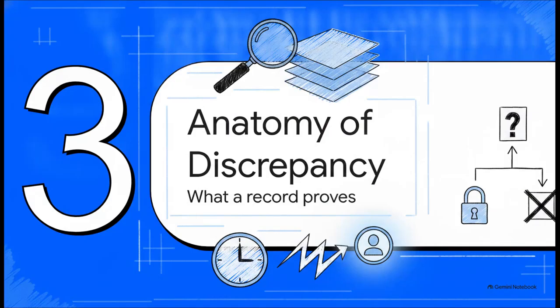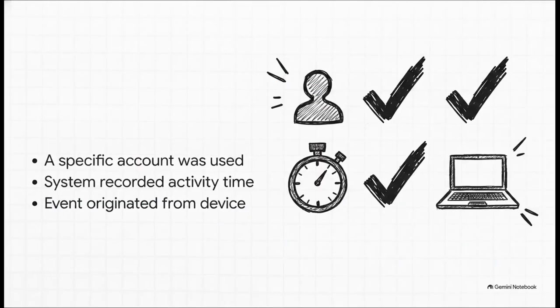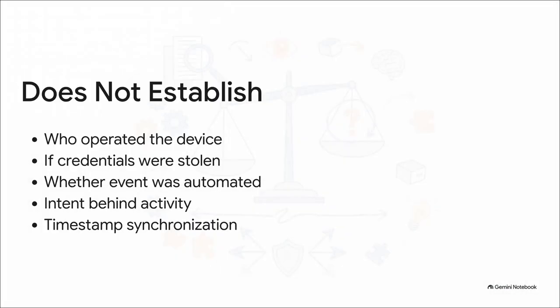Section 3. Anatomy of a discrepancy. What a record proves and what it doesn't. Let's break this down and meticulously stratify our layers of evidence using a common technical fact. Let's say a specific username appears in a system event log just after midnight. Now, this event definitively establishes 3 observable artifacts. 1. A specific account was used. 2. The system recorded activity at a particular time. And 3. The event originated from a particular session or device. But we have to contrast those hard facts with analytical inferences and unresolved hypotheses.